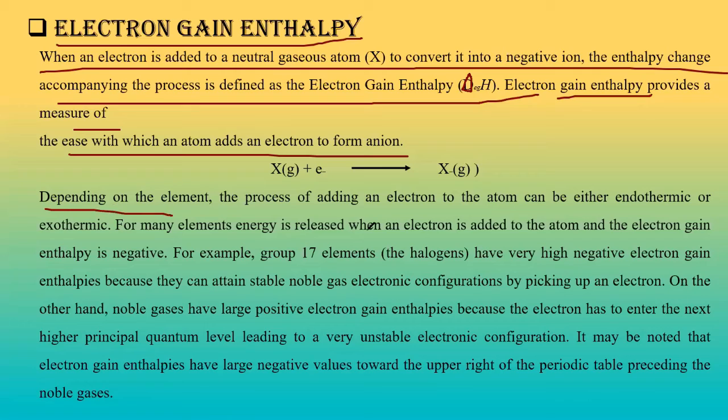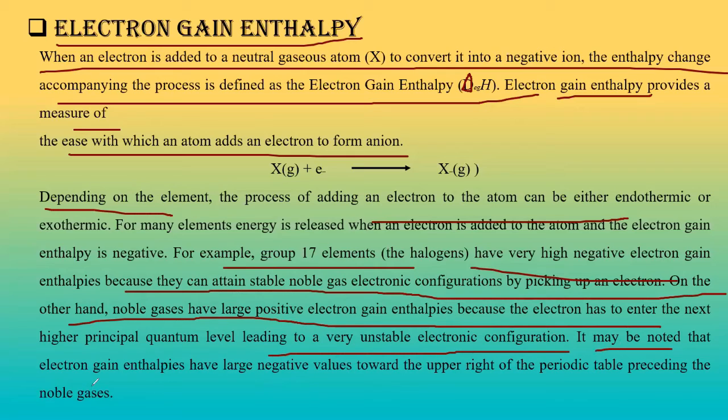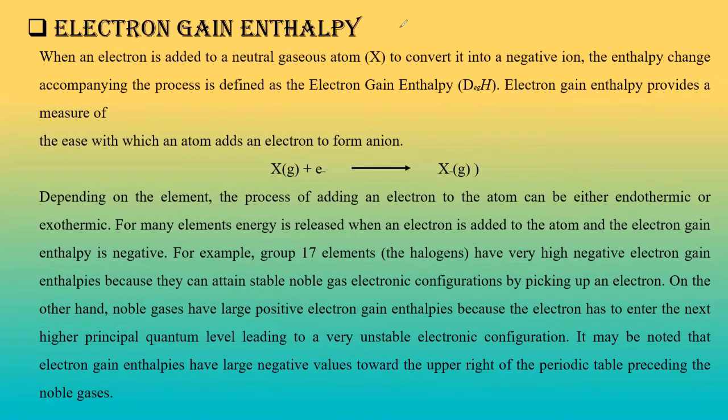Depending on the element, the process of electron adding differs. For example, group 17 elements have highly negative electron gain enthalpy, because they attain noble gas configuration. On the other hand, noble gases have positive electron enthalpies because they don't want to take any electron, right? It leads to a very unstable configuration. It may be noted that electron enthalpies have large negative values towards the upper right of the periodic table. Why am I saying this? Let us see it.